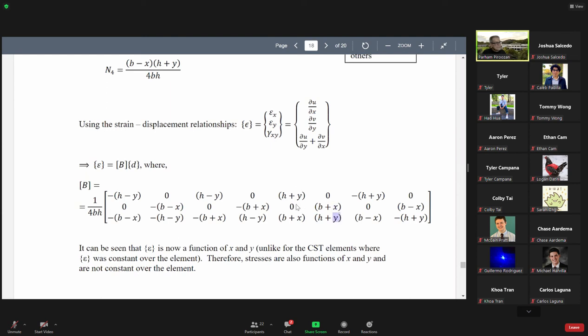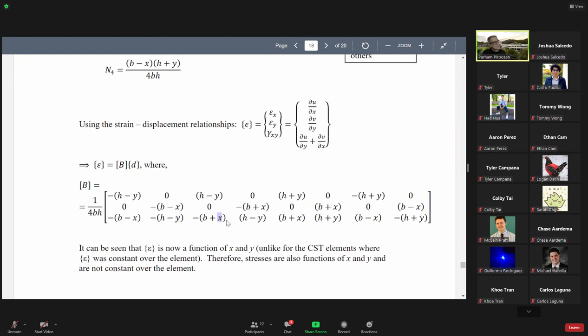The main difference is that there are x's and y's here that we didn't have. The major difference is these x and y's. We didn't have these x's and y's before.